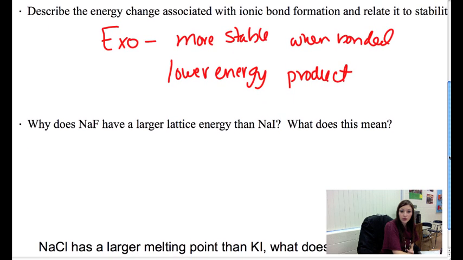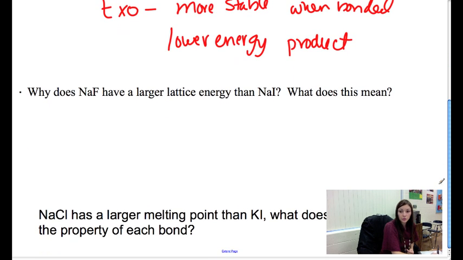Why does NaF have a larger lattice energy than NaI? What does this mean? I just mentioned that. NaF is smaller than NaI, so it takes more energy to separate the NaF molecules apart.